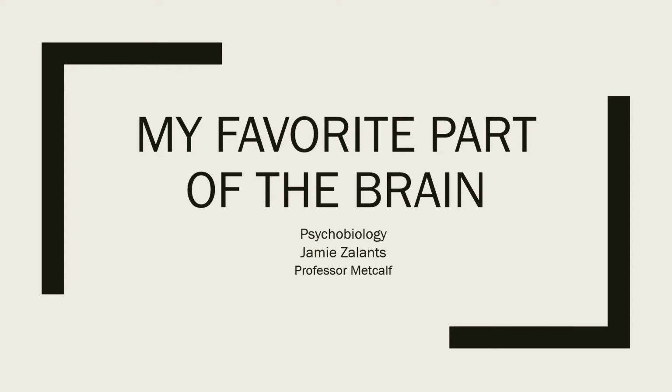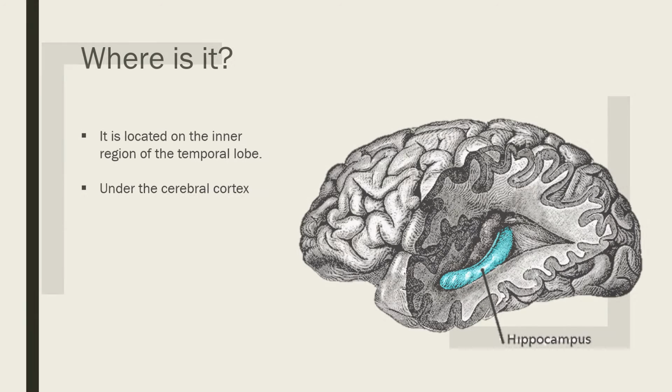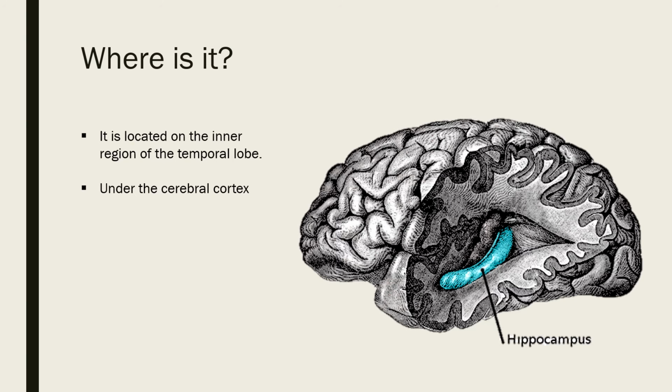Okay, so my favorite part of the brain is the hippocampus. This is an important part of the limbic system, a cortical region that regulates motivation, emotion, learning, and memory. It is located in the inner region of the temporal lobe, just under the cerebral cortex, and it is S-shaped, and it is within the medial part of the temporal lobe.